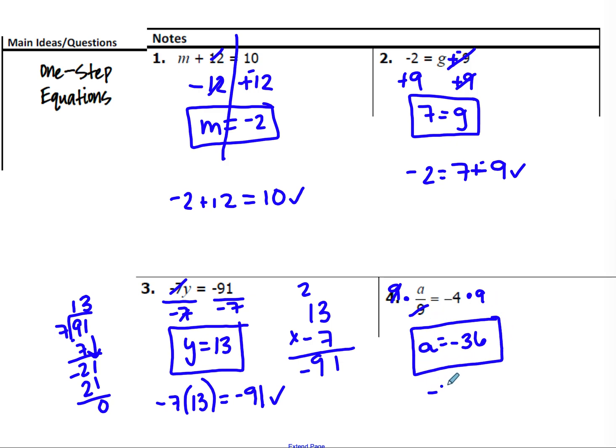Then I'm going to put it back in to double check it. Negative 36 divided by 9 equals negative 4. Let's see, different signs, answer's negative. 36 divided by 9 is 4. Yep, that checks, it's correct.